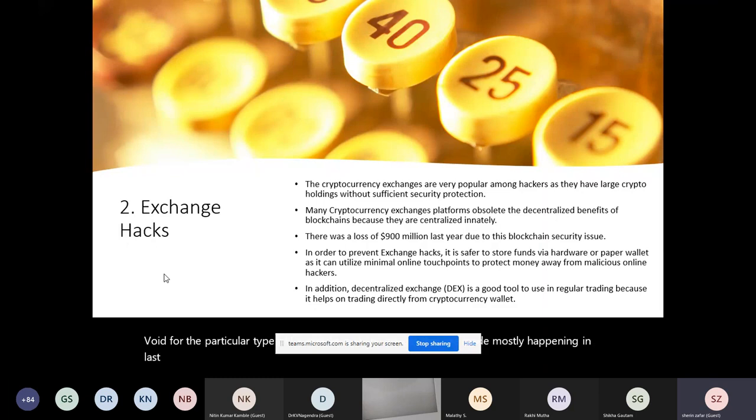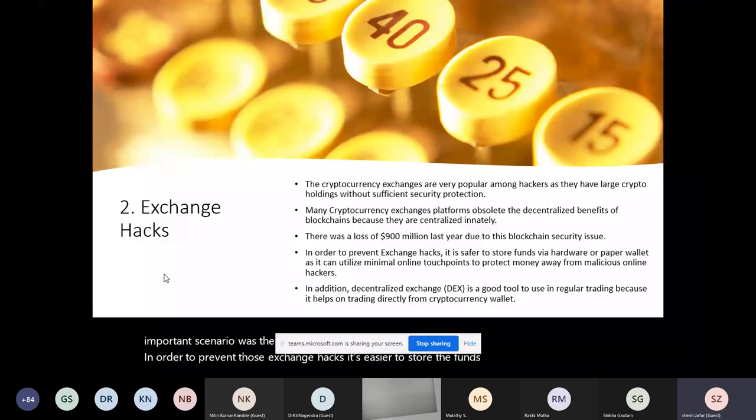Then there were exchange hacks. There was a loss of 900 million last year, talking about 2018 and 19. And exchange hacks were in terms of cryptocurrency exchanges. The important point is that in order to prevent those exchange hacks, it's better to store the funds in a proper wallet, so that the touch points are minimal and the malicious online activities of the hackers can be tracked.